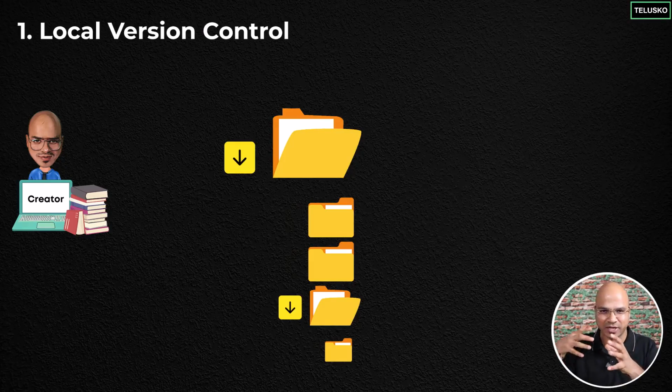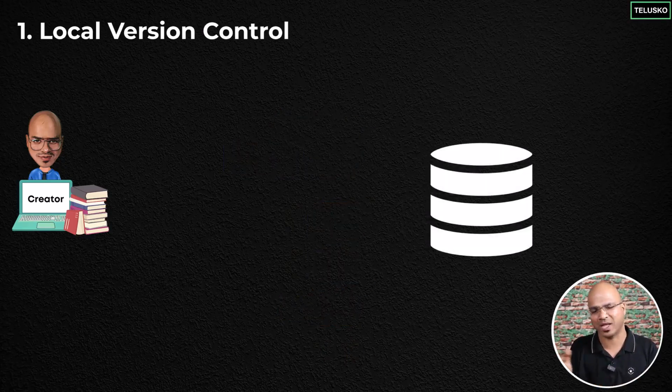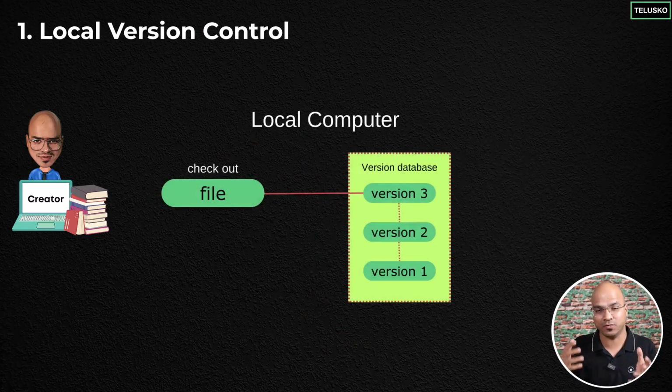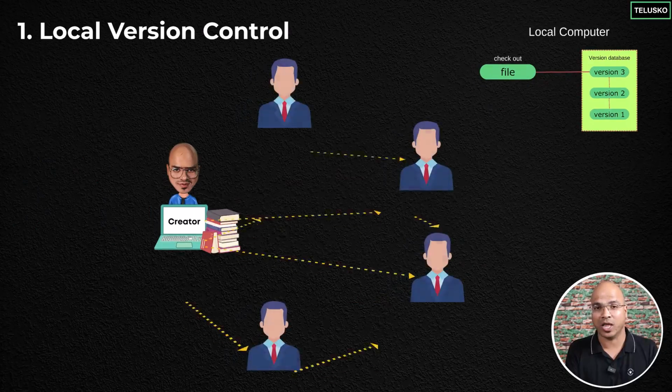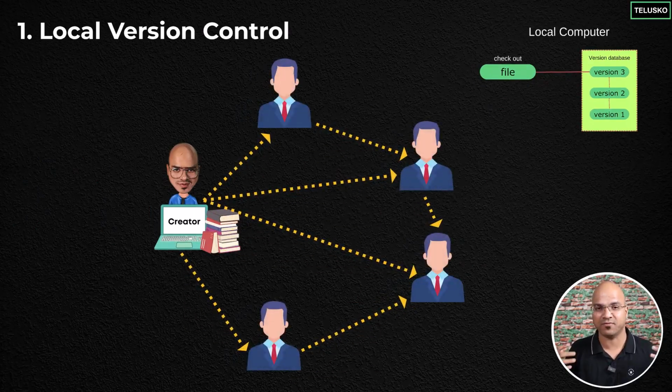Or maybe I can just create a database where I will save all these files. Again, that's my choice, or that depends upon the version control system. But the thing is, everything is happening on my machine. The problem here is, what if I want to collaborate with other people? I have, let's say, 5 people in the team, and we all want to work on the same project. How will we do that?